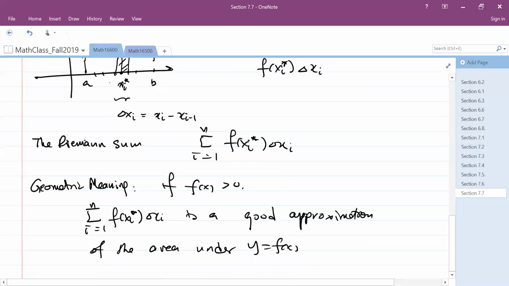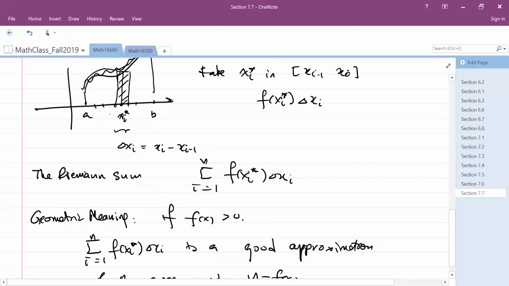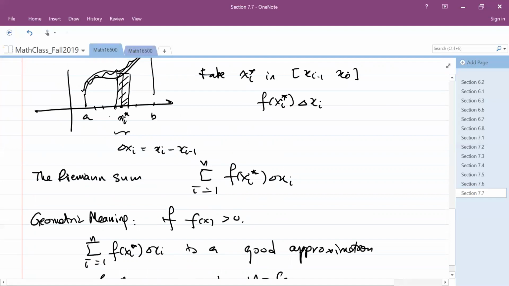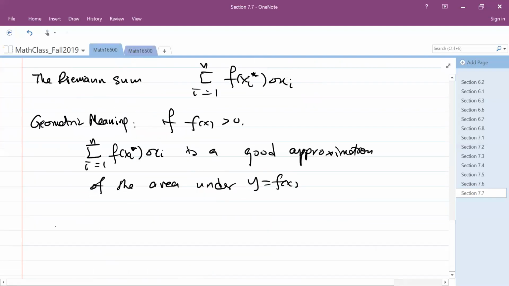So we use this idea, right? Then, in order to get the precise area of that region, what do we do? Take a limit, right? You make the subinterval size smaller and smaller and smaller. So the value of this integral should be equal to the limit of those Riemann sums.